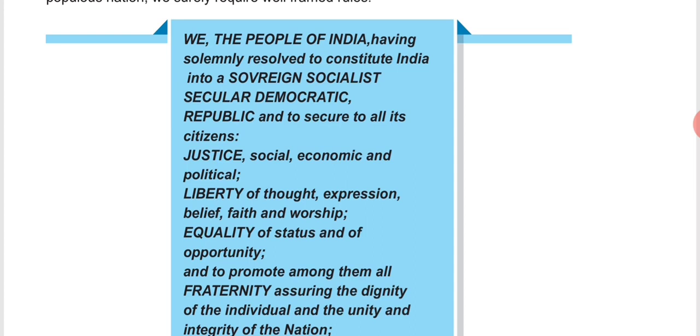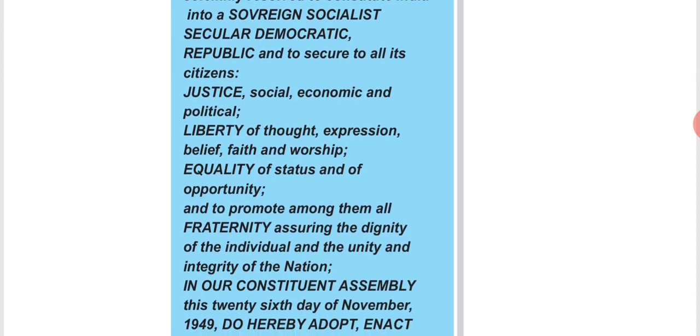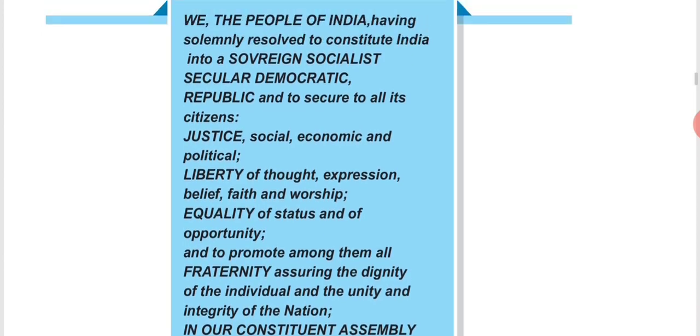As you can see, it starts with: We the people of India have solemnly resolved to constitute India into a sovereign, socialist, secular, democratic republic, and to secure to all its citizens justice, social, economic, and political; liberty of thought, expression, belief, faith, and worship; equality of status and of opportunity; and to promote among them all fraternity, assuring the dignity of the individual and the unity and integrity of the nation. So this is what is written in our constitution.